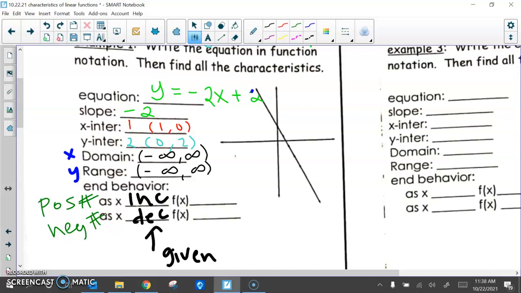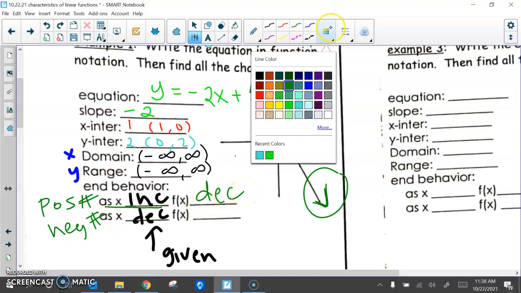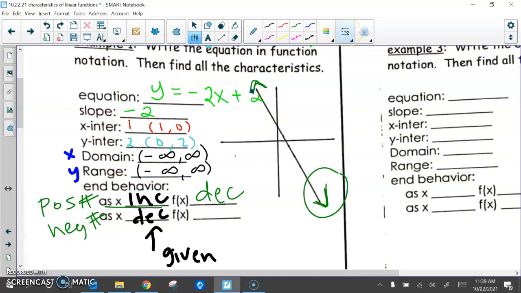So as x decreases, that's the left side. So we're looking at this arrow right here. As x increases, we're looking at that arrow. So as x increases, that's this side of the graph, the arrow is going down, so it is decreasing. As x decreases, that's this side, it's going up, so your answer is increase.